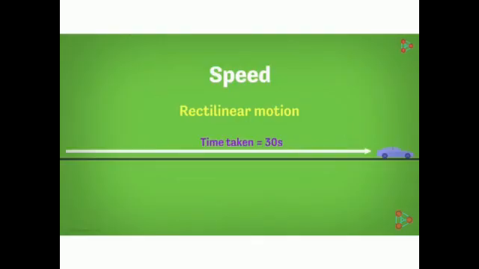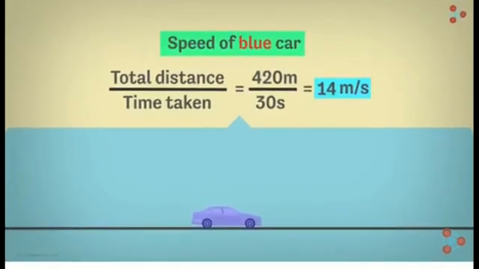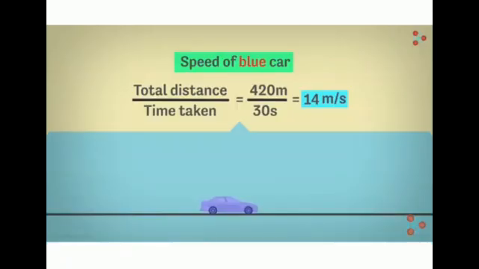Speed is actually the rectilinear motion of an object. Rectilinear motion, as we have discussed in our previous lecture, is that type of motion which is along a straight line. Now for example, we have a blue car which is moving from point A to point B, and after reaching point B it covers a 420-meter distance in 30 seconds. Putting these values of distance and time in the formula of speed, we get 14 meter per second.